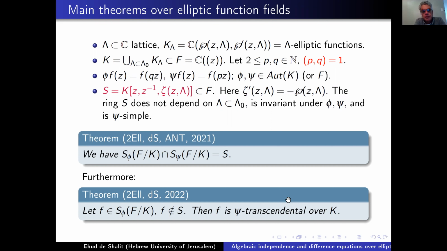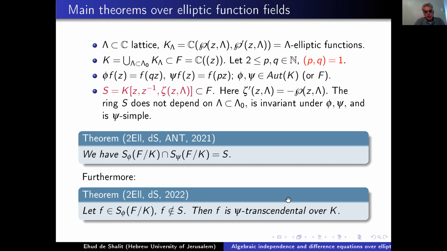So the first theorem says that if you have a Laurent power series that satisfies simultaneously a phi difference equation and a psi difference equation with elliptic functions as coefficients, the coefficients are from this field K of elliptic functions this time, then this power series should be in the ring S and vice versa, of course.